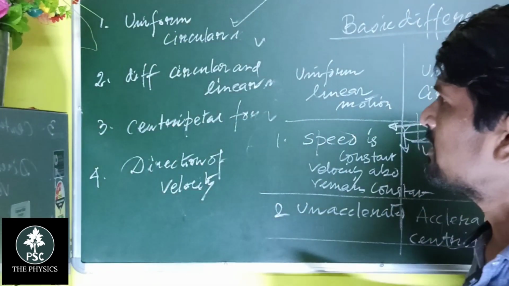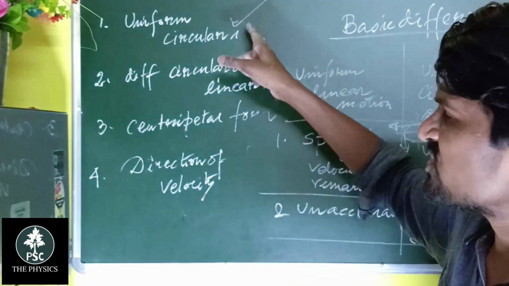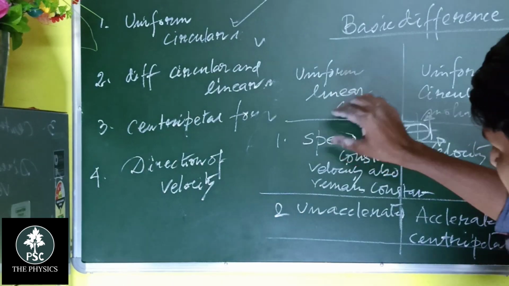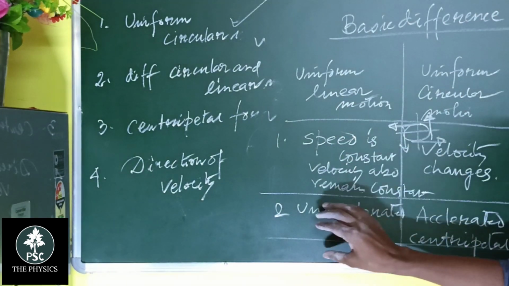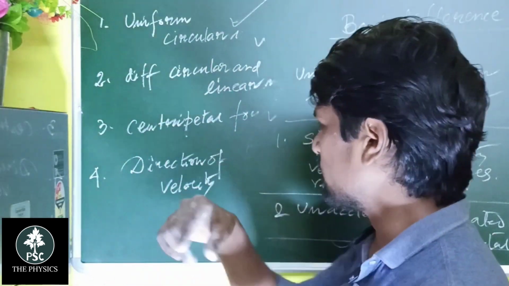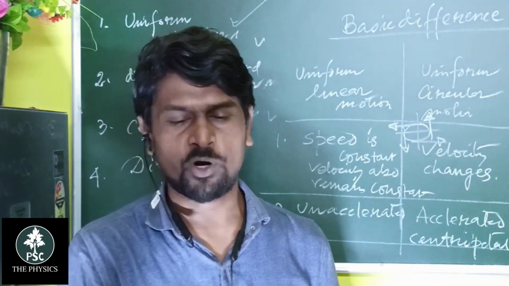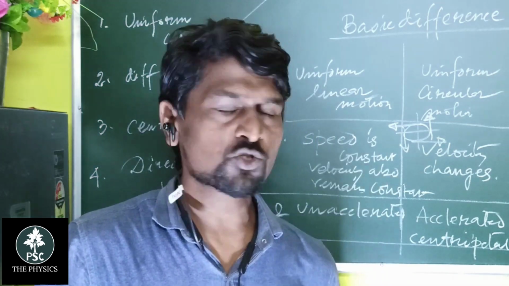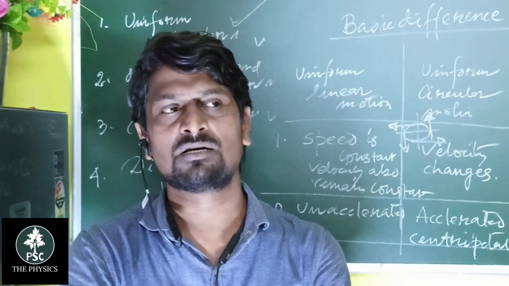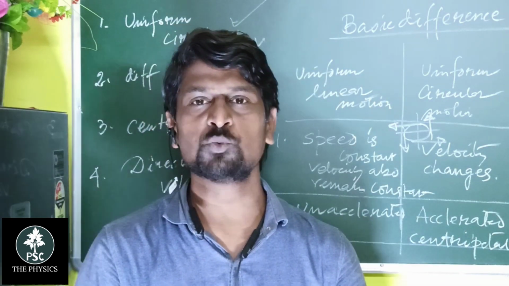So students, again I repeat, what is uniform circular motion? When a particle moves in a circular path with constant speed, then we can say that this is circular motion. What is the basic difference? Speed is constant in both, but in circular motion velocity changes: one is unaccelerated motion, and this is accelerated motion. What is centripetal force? A force required to move a body in a circular path. This is called central force, and for the direction of velocity, we know that at each and every point its velocity changes. Okay, so that is all about circular motion, students. I think you have grasped the concept, and you can also modify these concepts with your own thoughts.